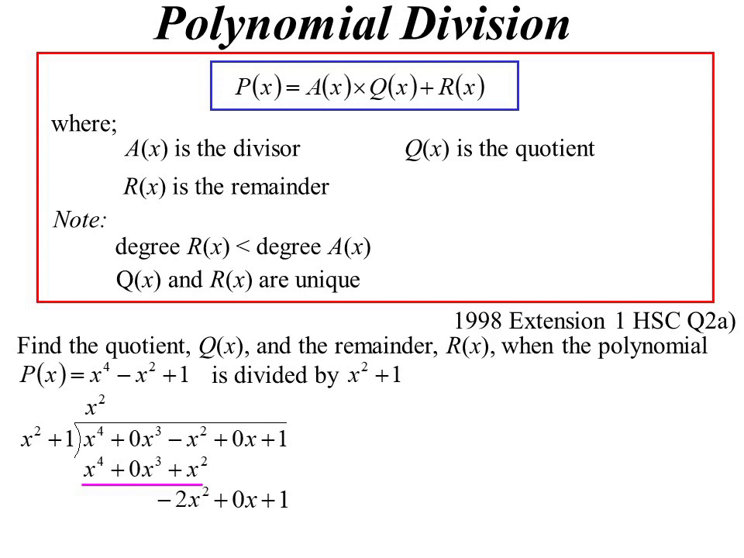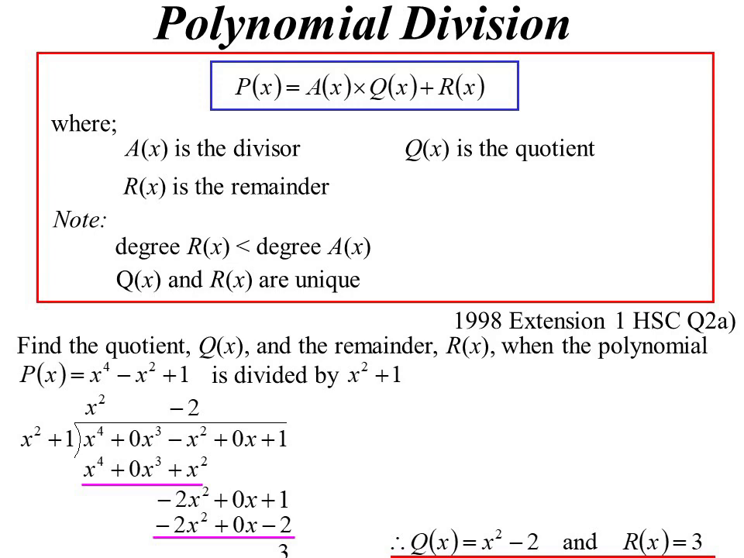So x squared into minus 2x squared gives me minus 2, and I end up with a remainder of 3. So to answer their question, the quotient is x squared minus 2, and the remainder is 3.